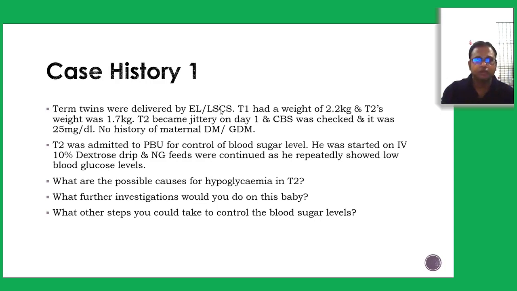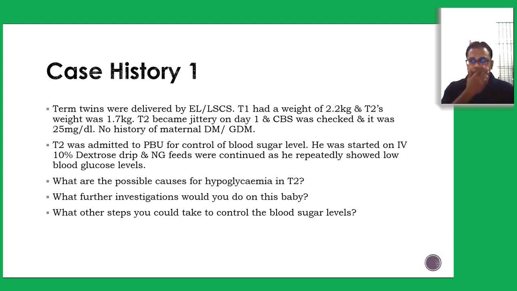Okay. Shall we discuss the answers then? So the first question is, what are the possible causes for hypoglycemia in T2? As you can see, this T1 is, again, not normal weight, but slightly bigger than the T2. So this T2 seems to be having IUGR, or it's a small baby, and that may be the most likely cause for the hypoglycemia, where he's having low glycogen stores, right?